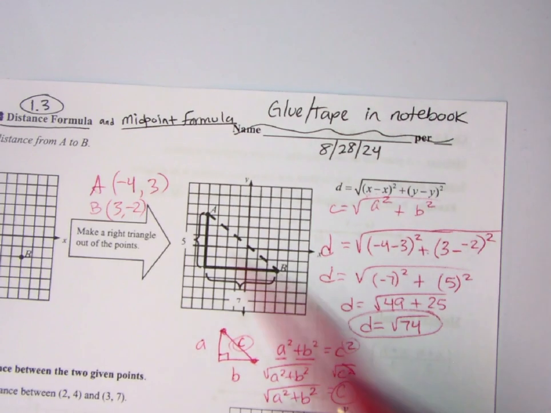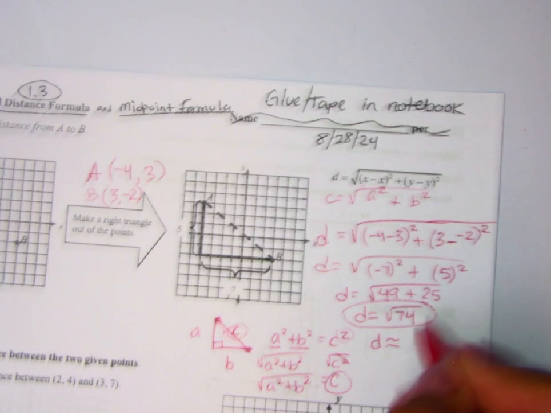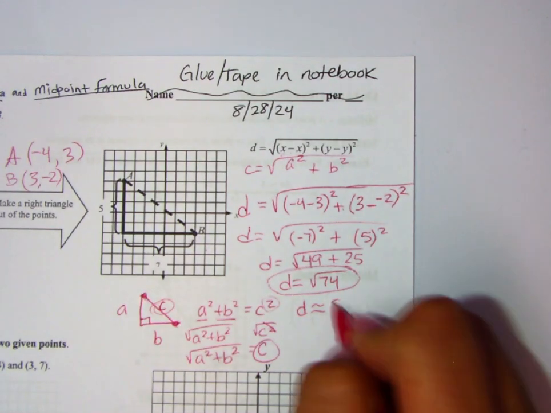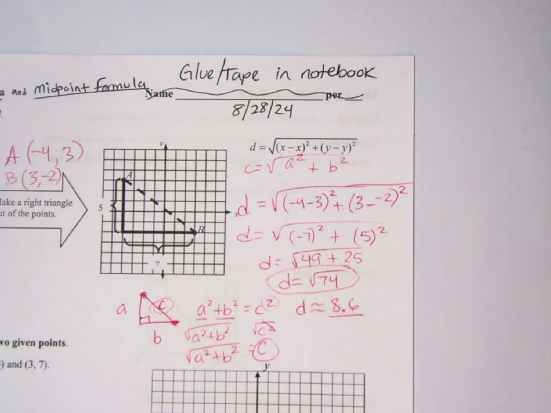So that's how we find the distance between 2 points. And again, that just means that the distance between those 2 points was about 8.6 units.